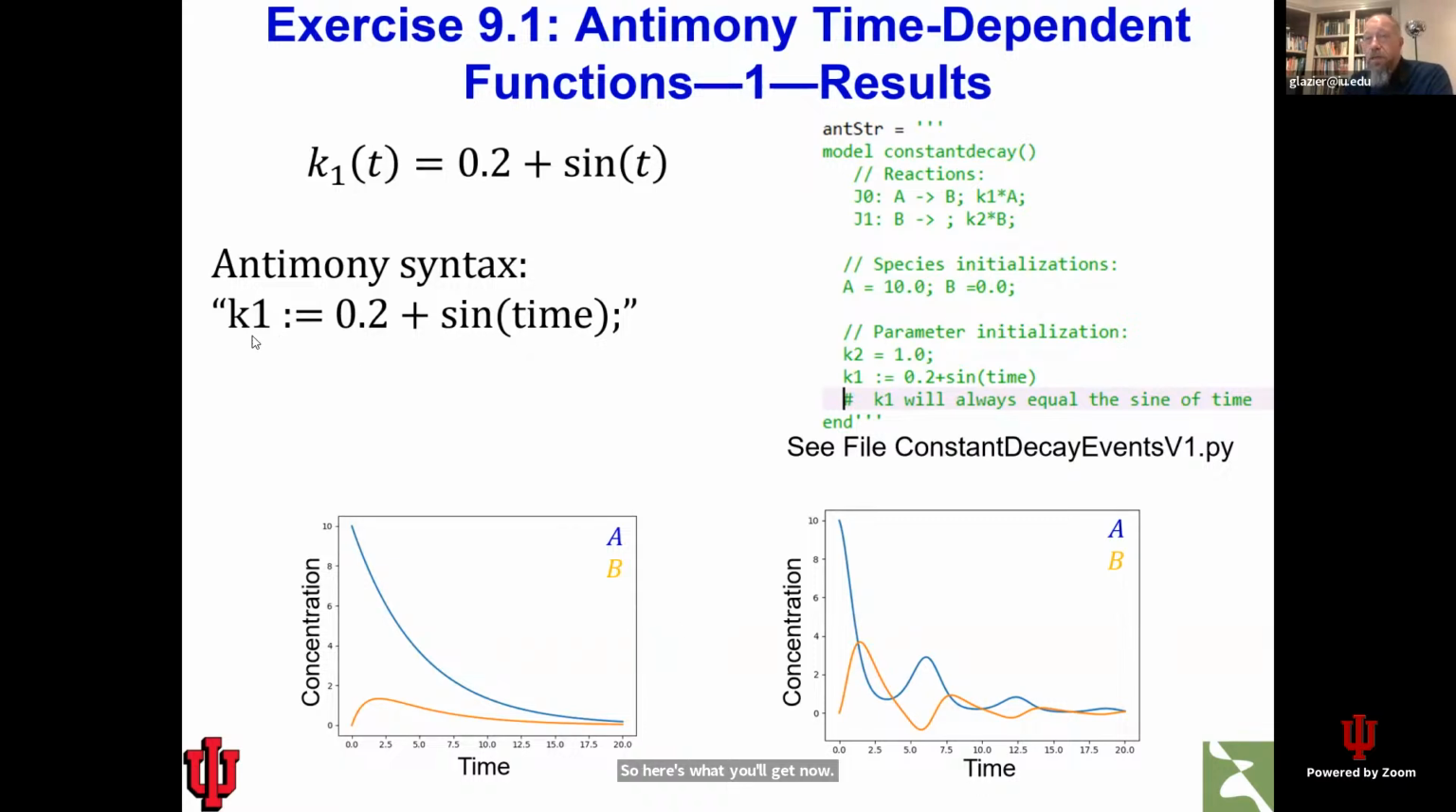You could also make K1 a function of, for example, a variable. You could make K1 colon equals 0.2 plus sine of A. Don't have that as an exercise, but try it and see what happens.